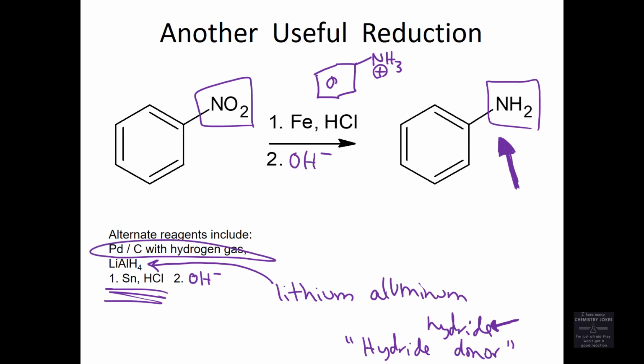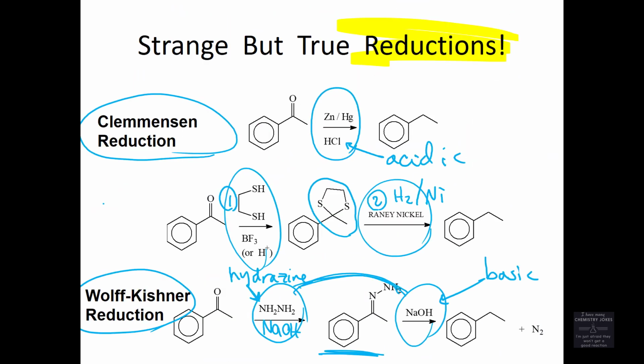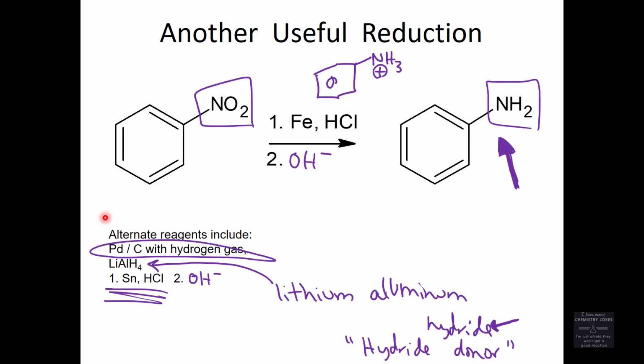You could also do H2 and palladium to reduce a nitro. Be careful, different conditions reduce different functional groups. Zinc, mercury, and HCl reduce a C=O, but zinc, mercury, HCl is not so good at a nitro. Hydrazine and hydroxide reduces a C=O, not so good at reducing a nitro. Same thing in reverse: these groups are good at reducing nitro, not so good at reducing a C=O.